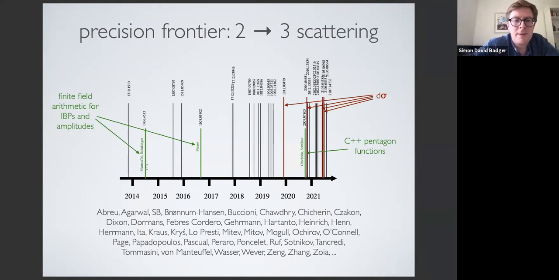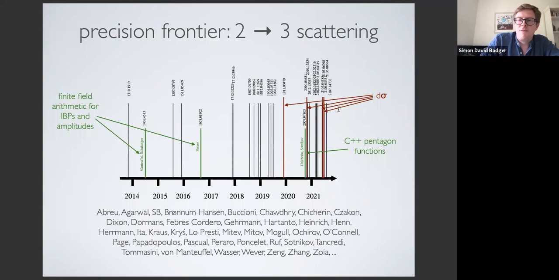And there were two important papers, I felt, that sat in here concerning the use of finite field arithmetic. So this is modular arithmetic, modulo a prime number, both for use in the classic integration by parts identities, but also, more generally by Tiziano Peraro, in the context of full scattering amplitudes. So that led to a burst of progress on applying these kinds of techniques to QCD amplitude calculations and getting the first analytic expressions for these 2 to 3 scattering amplitudes.